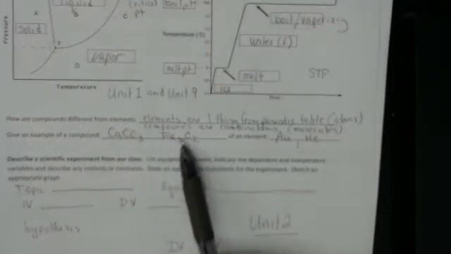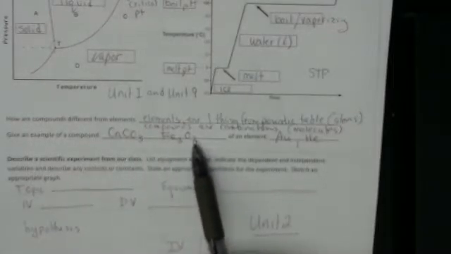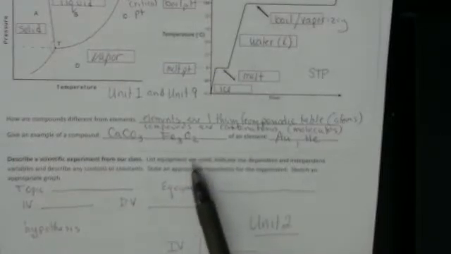This happens to be made up of a calcium atom, a carbon atom, and 3 oxygen atoms. The iron oxide is just iron and oxygen. And so that is how they differ. The basic unit of a compound is a molecule. The basic unit of an element is an atom.